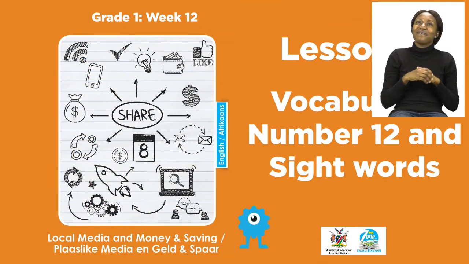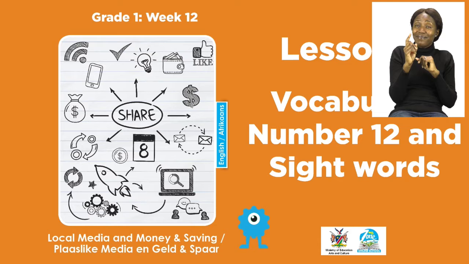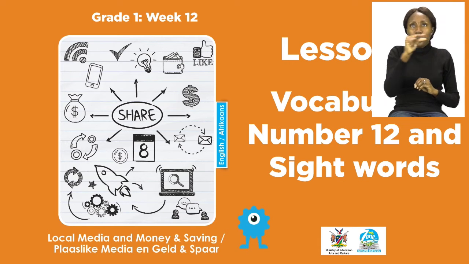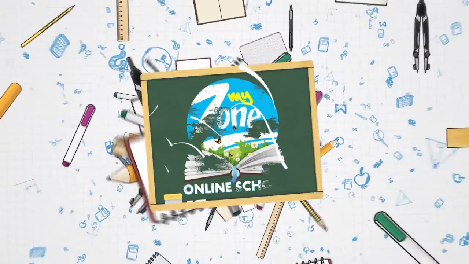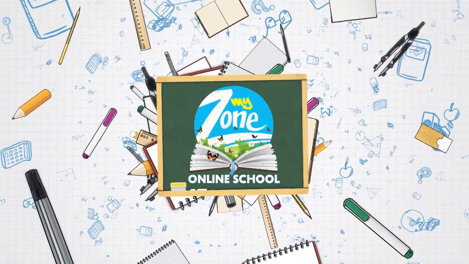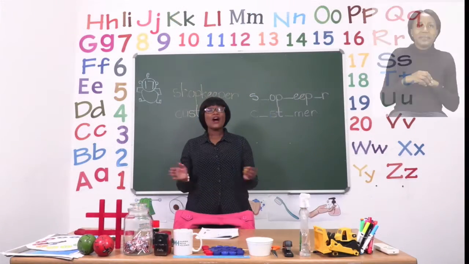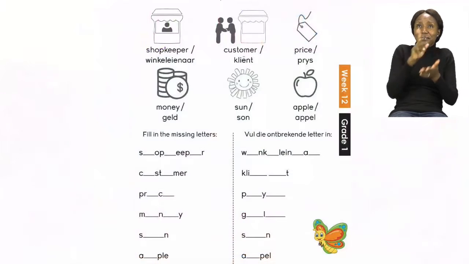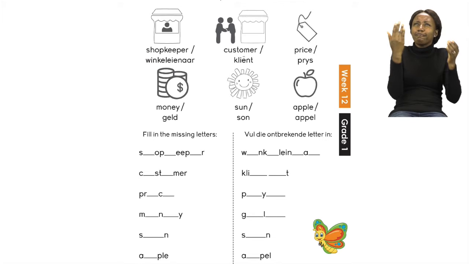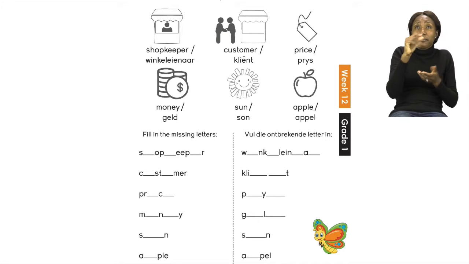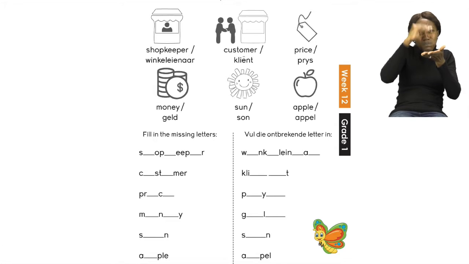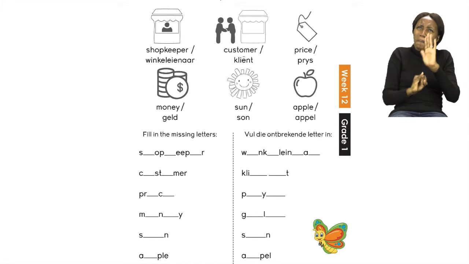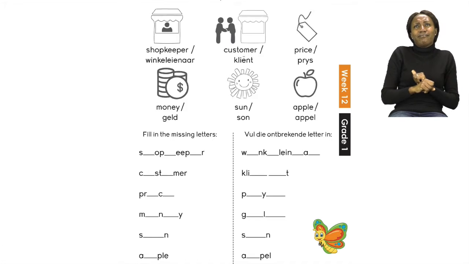For today's lesson, we will be talking about vocabulary, the number 12, and sight words. For our first exercise, boys and girls, let's all turn to page 17. On page 17, we are going to be doing our vocabulary words. Now remember, we do vocabulary words so that we can improve our English in both speaking and writing.